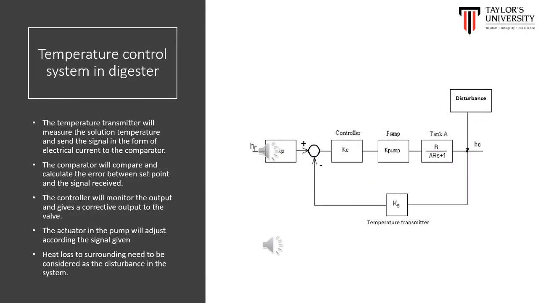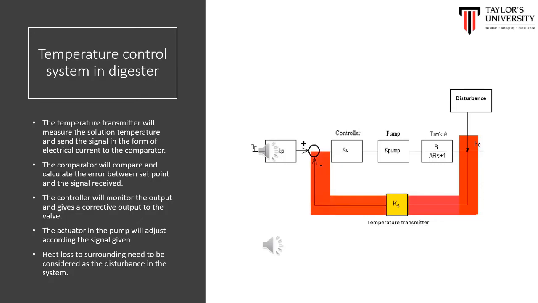This is process flow diagram for temperature control system in digester. This looks very similar with the level control system. The temperature transmitter will measure the temperature in the solution and send the signal in the form of electric current to comparator. The comparator will compare and calculate the error between the set point and the signal received.